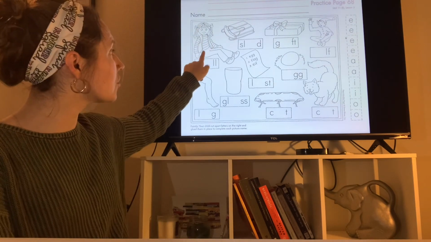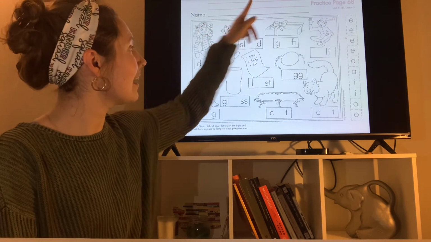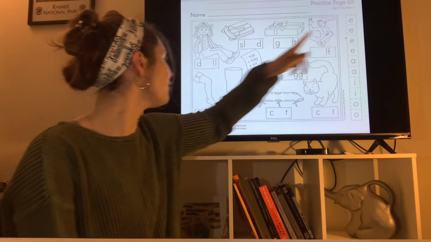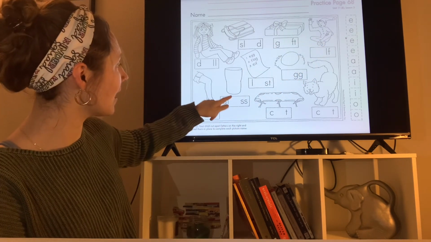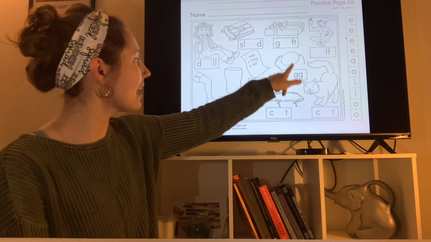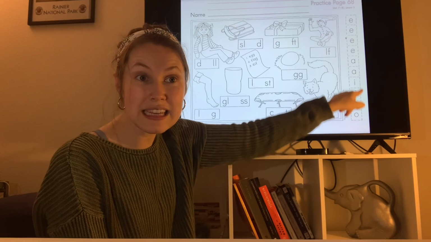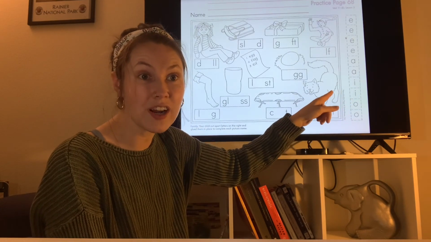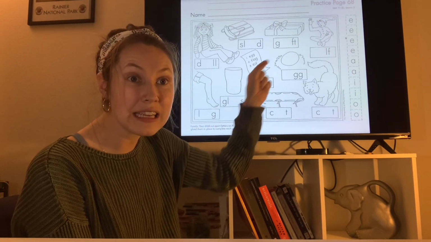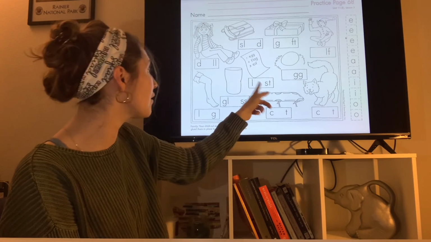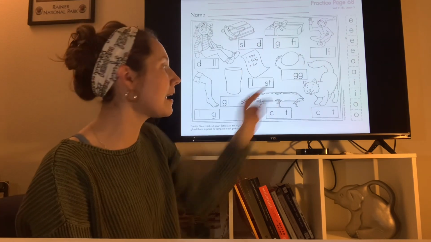Here we have a doll, a sled, a gift, an elf, a leg, a glass, a list, an egg, a cot, and a cat. So use these letters over here. You can cut this out first, and then you can cut out each letter that you see is missing and glue it into the middle spot, all right?